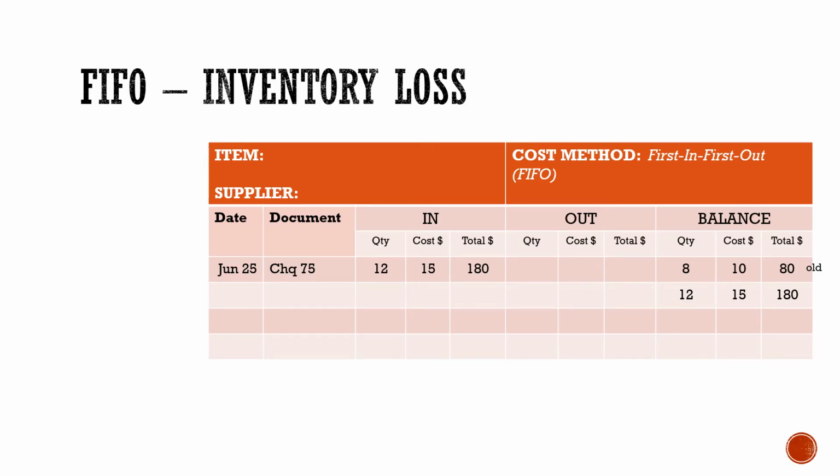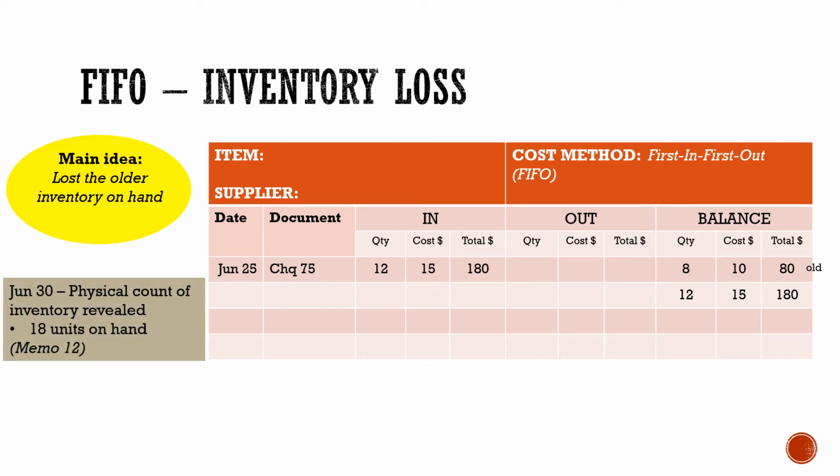When we use FIFO to record inventory losses, we need to assume that we've lost the older inventory on hand. So here in our current records, we can see that we should have a balance of 20 units, with 8 units being the older batch. When we did the physical count, we have found that we only have 18 units on hand. So because we are using the FIFO method, we are assuming that we lost the older inventory.